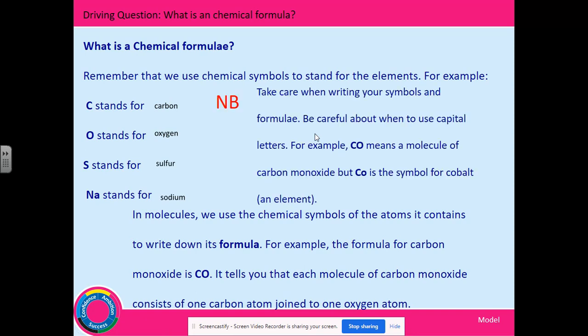But please note, take care when writing your symbols and formula. Be careful about when to use capital letters. For example, CO means a molecule of carbon monoxide, but capital C, lowercase o, is the symbol for cobalt, which is an element. So if you are writing the chemical symbol for an element or compound, please be careful when selecting your symbols.